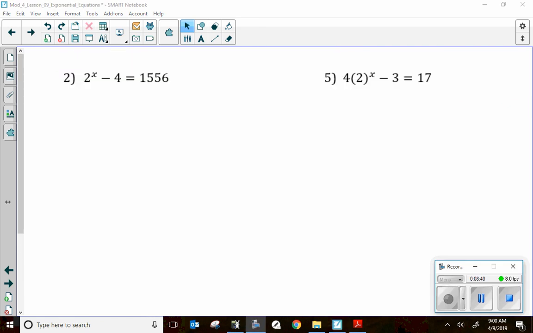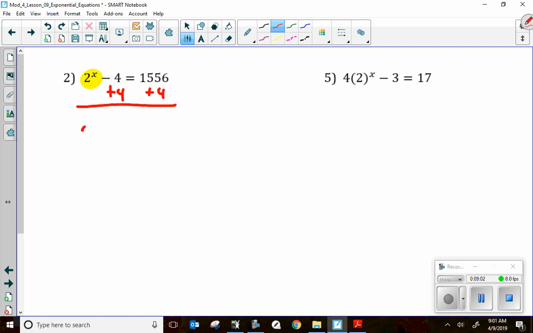All right, and by the way, the same rules apply. I need to get my base and exponent alone, and then apply the logs where possible. So let's take a look at number 2. The first thing I'm going to do is get this base and exponent alone, so I want to get rid of that 4. So I'm going to add 4 to both sides. So I've got 2 to the x equals 1,560. So you might say to yourself, well, maybe I can get 1,560 in base 2. Maybe, but even if you could use same base, you can still use log to solve it.